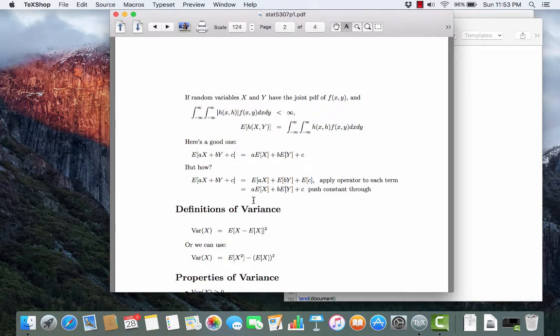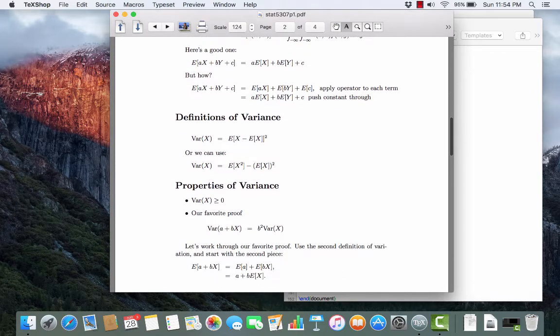For the first term, I can push the constant through. So I have a times the expected value of x. Aha, that's just all I need. Plus b times the expected value of y. Same thing. The expected value of a constant is just the constant. That's all you have to do. Now, if you can do this, that's all, no pun intended, that's all I expect you to be able to do.